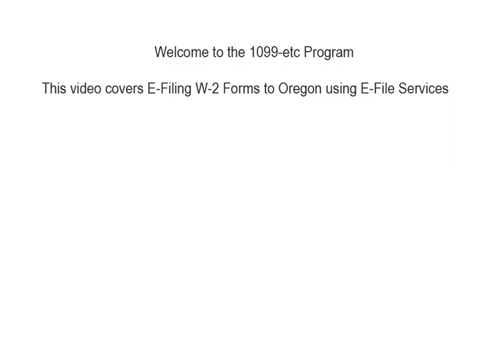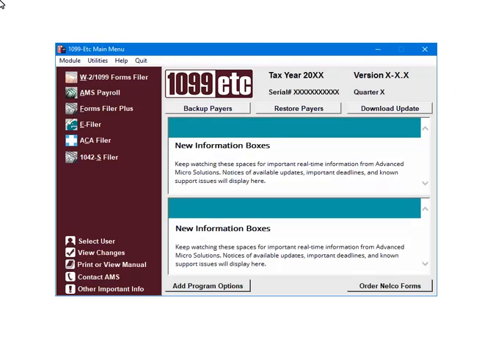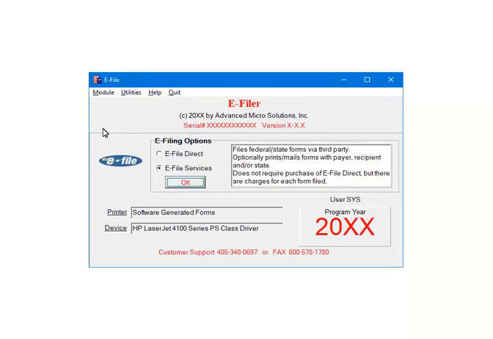This tutorial covers e-filing the W-2 forms to Oregon using e-file services. To begin, the pair ABC payroll has been created, and the W-2 form data has been entered. This is the main menu. To continue, select e-filer. This is the e-filer menu. Select e-file services. Now click OK.